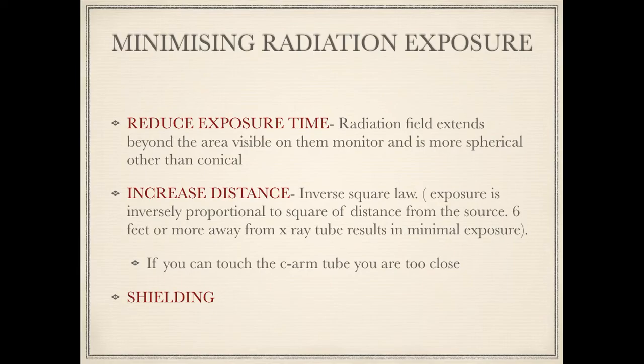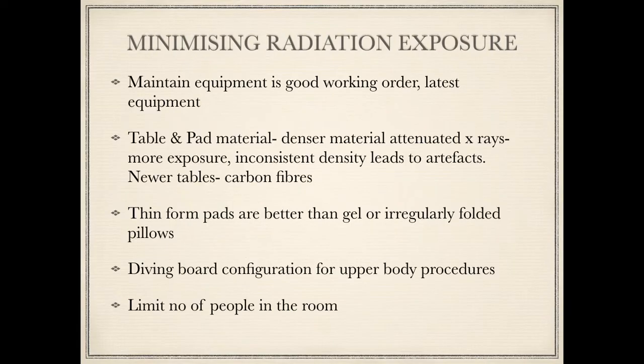So the further you are, the exposure is reduced by the square of the distance, right? So the general rule is, if you can extend your arm and touch the C-arm, that means you're too close to it and you need to be further away. Now, the other thing which I'm sure all of us do, to protect ourselves from the effect of radiation, is shielding. We're going to talk about each of these a little bit more in detail.